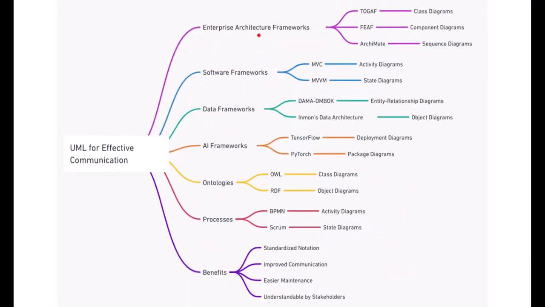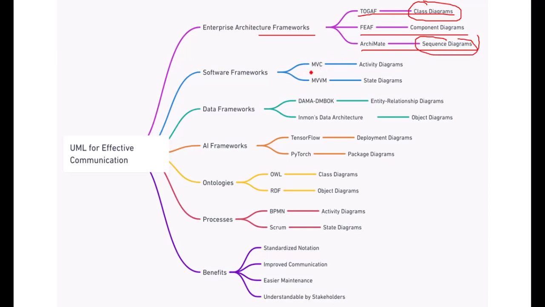Now, for the enterprise architecture frameworks, for TOGAF, you are using class diagrams, and in every phase of TOGAF, you can have many kinds of diagrams. I'm just giving an example so that you can relate. The component diagram for FEAF, and Archimate has the facility to do everything from phase A to phase H of TOGAF, and you can do the sequence diagram.